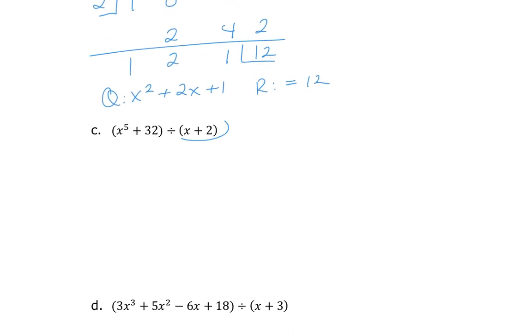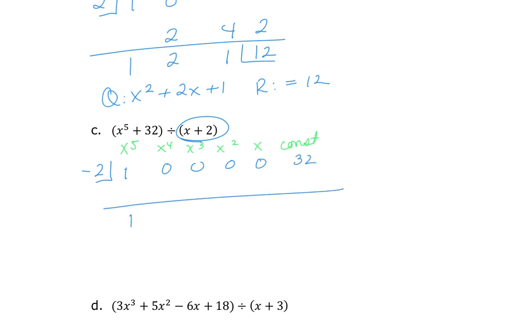Let's do this one. So I do the opposite, negative 2. X to the 5th. Well, this time, so I'm not going to lose places, I'm going to go ahead and do x to the 5th, x to the 4th, x to the 3rd, x squared, x, and then my constant, because there's a lot that are missing. So I need 1, and then a 0, 0, 0, 0, and 32.